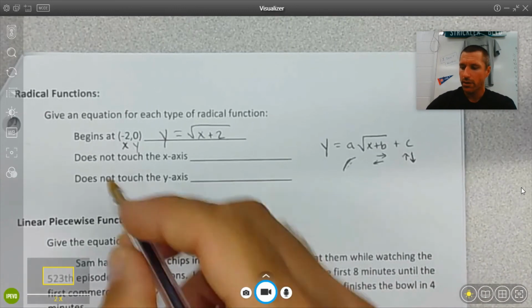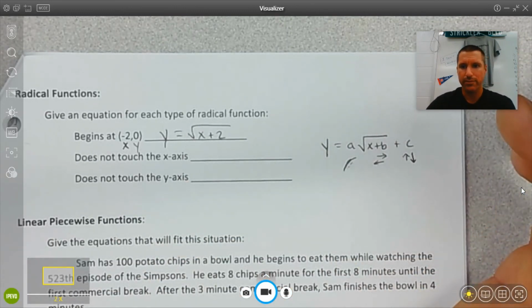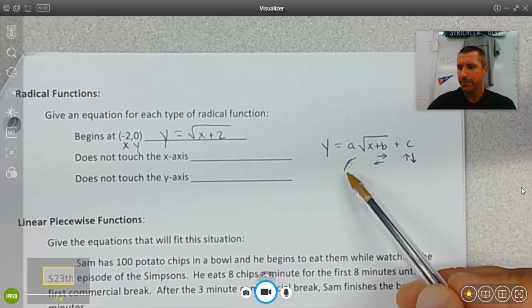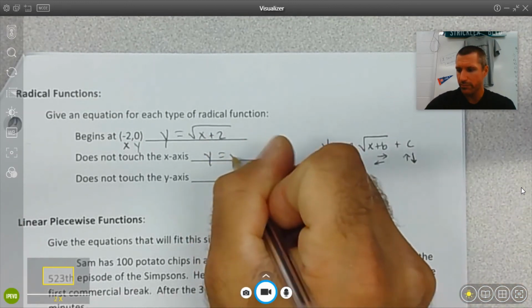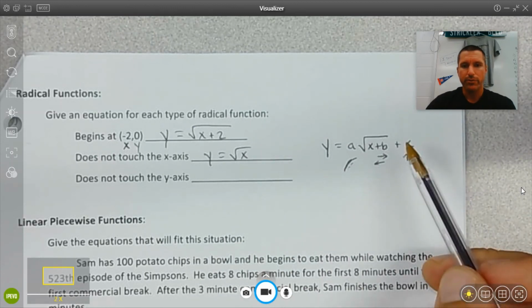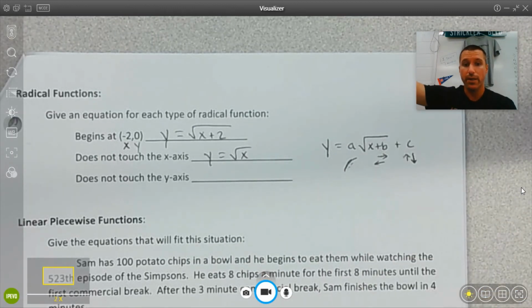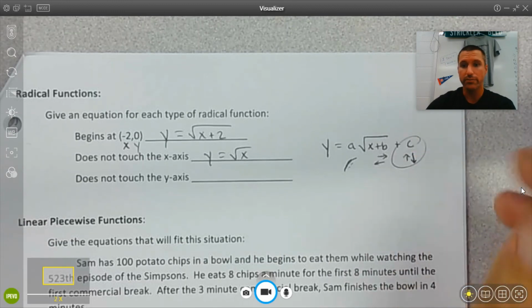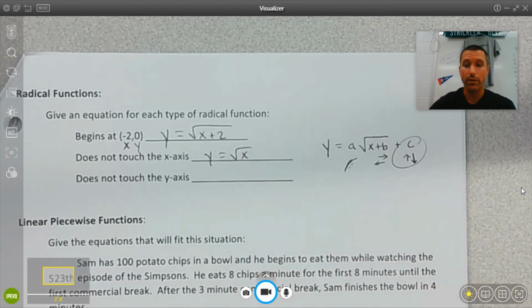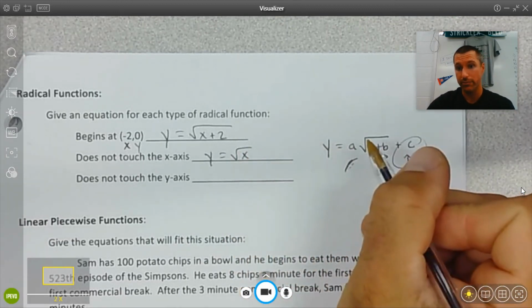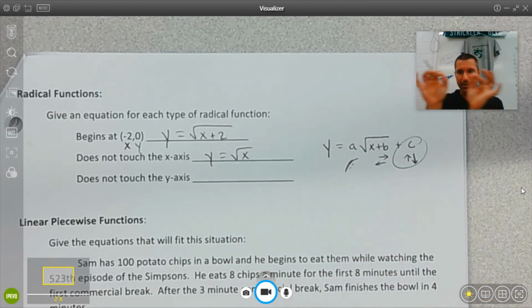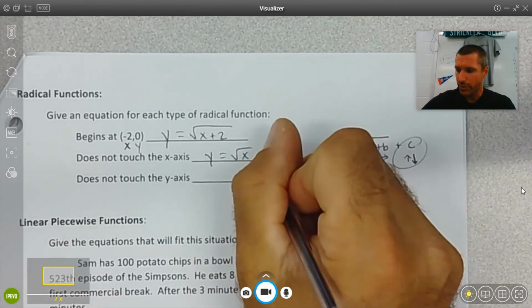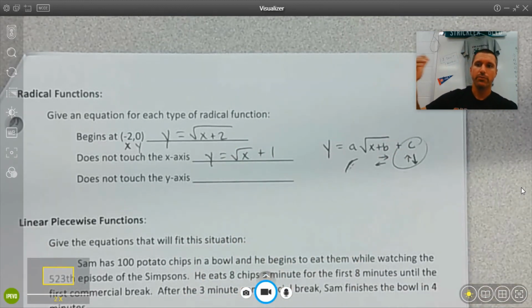Cool. Give me a function that does not touch the x-axis that is radical. Well, this would be kind of irrelevant. Let's say it's positive. So we'll just start with y equals radical x. And then I want to shift it above the x-axis vertically. That would be this value again over here. So just add on to your radical, make sure it's outside the radical. If it's inside the radical, see how that would be left-right movement, and you would just be sliding along the x-axis. Let's go +1. That would shift it up 1, no longer touching the x-axis.